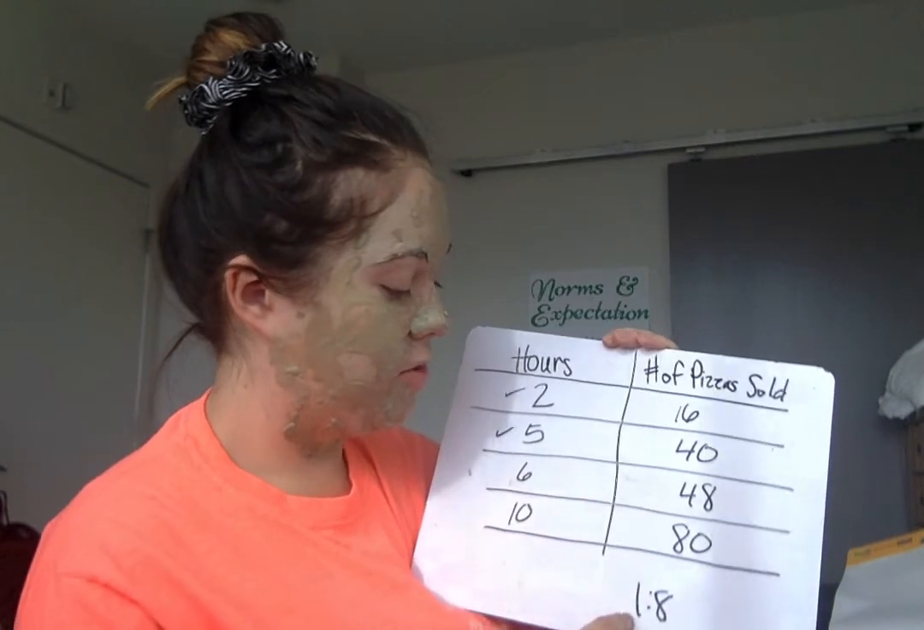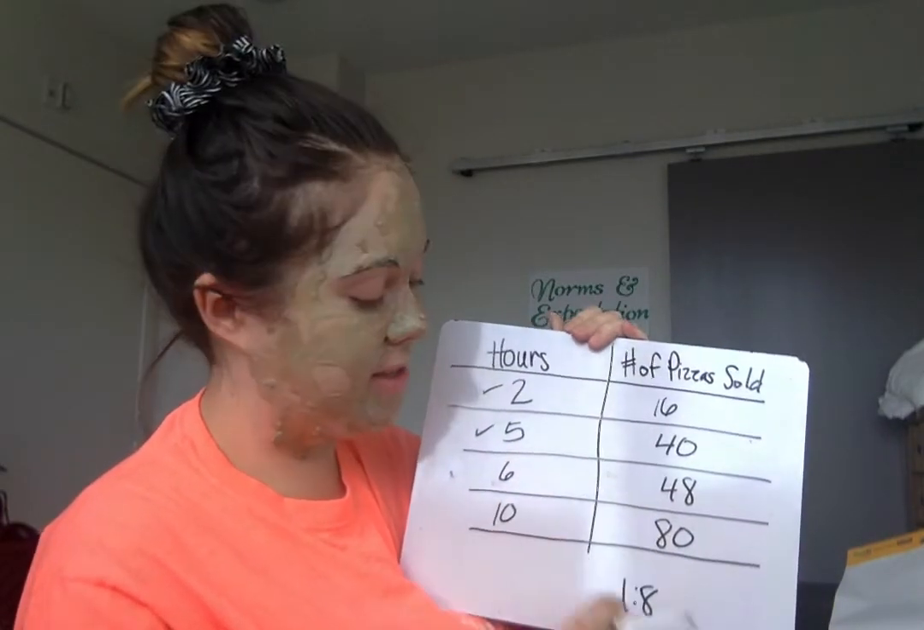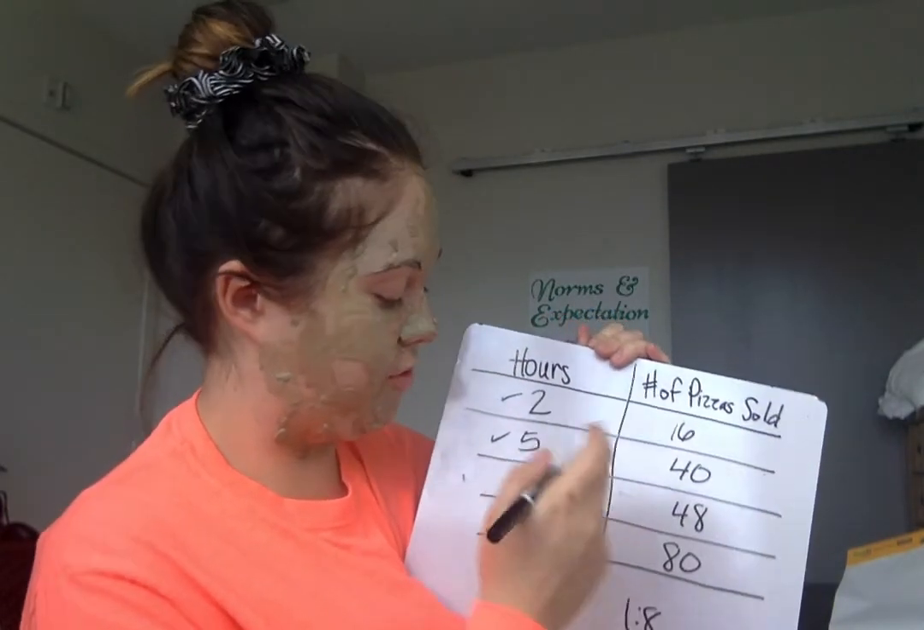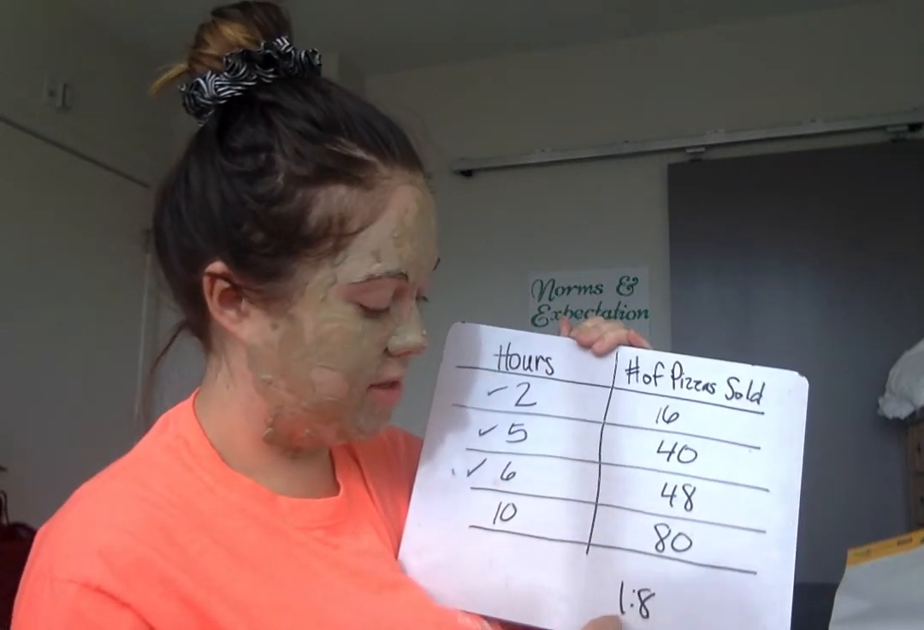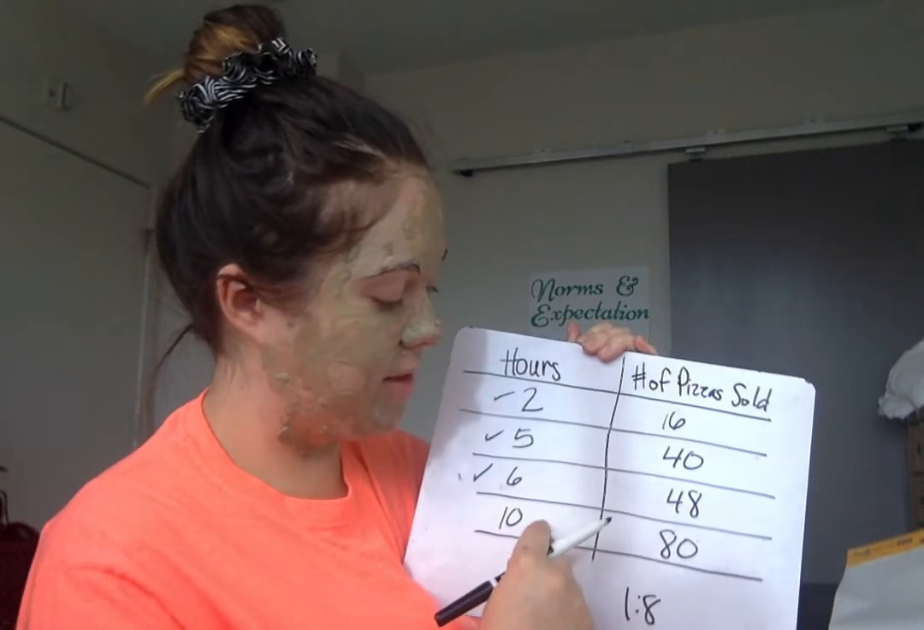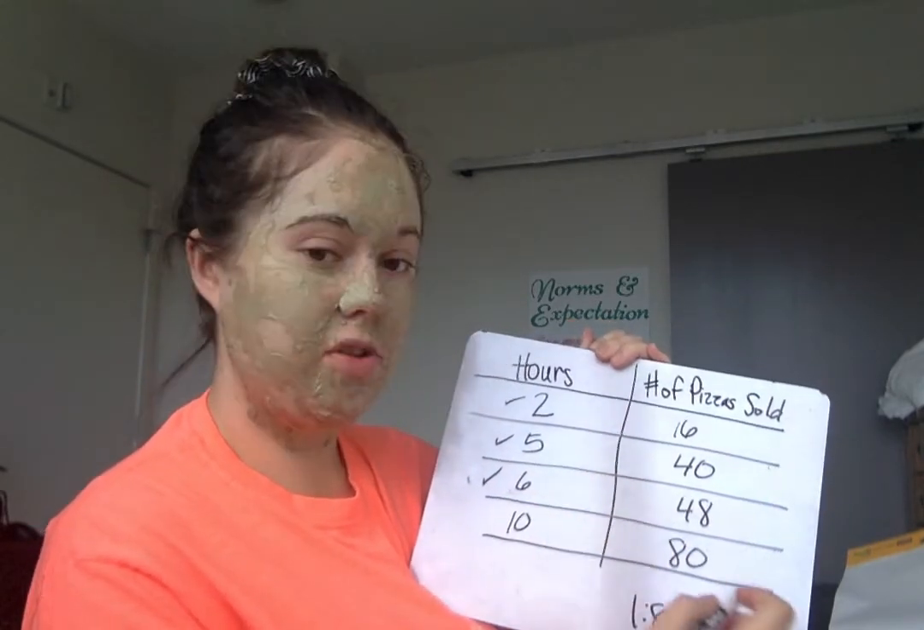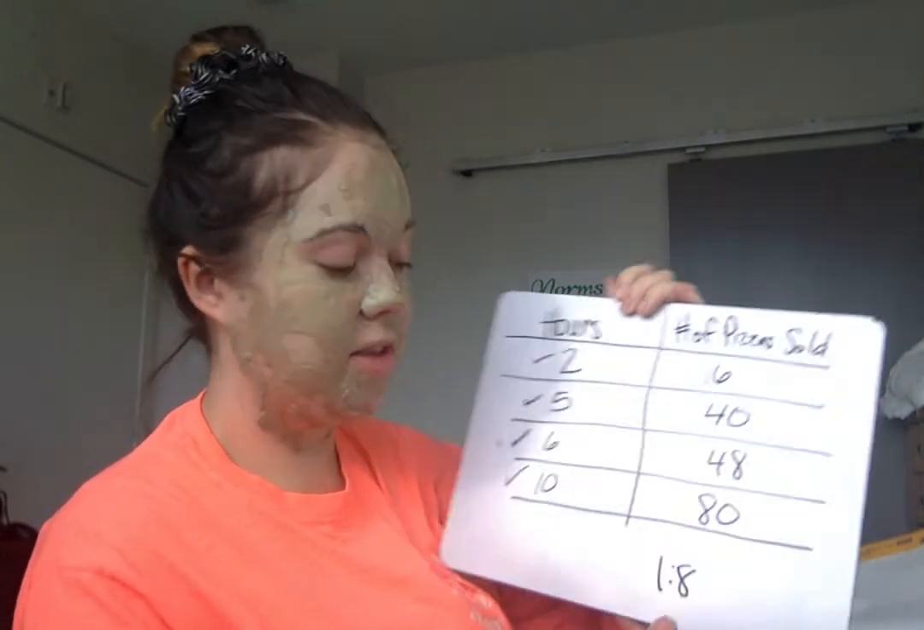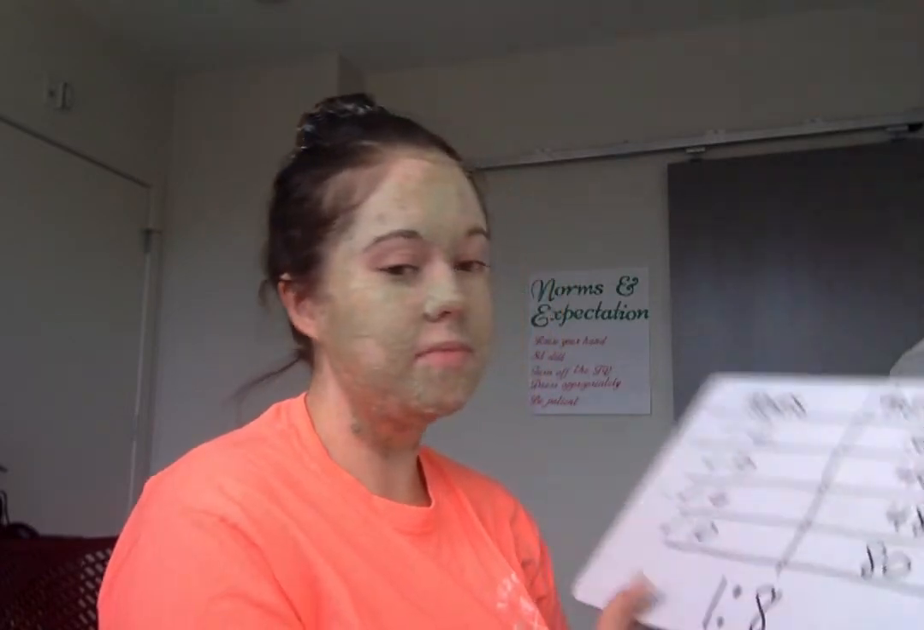Let's try here. 1 to 6, we multiply by 6. So 8 times 6 is 48. Good, that one works. And then come here, 1 to 10, we have to multiply by 10. So 1 times 10, 8 times 10. Great. It works. So our ratio, I'm going to make that nice and big so you can see, is 1 to 8.